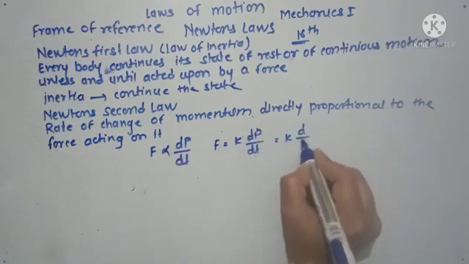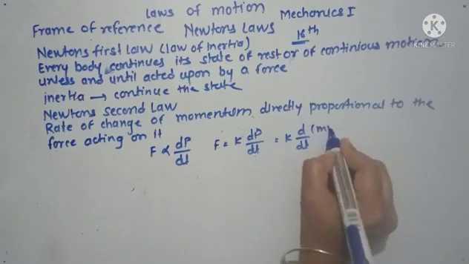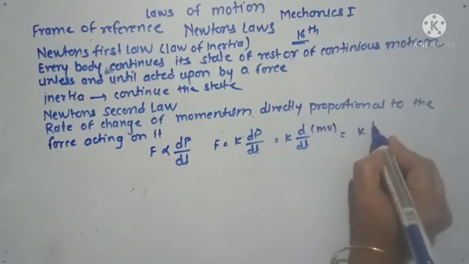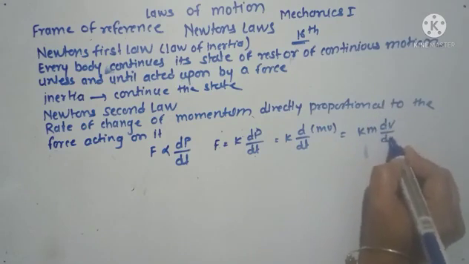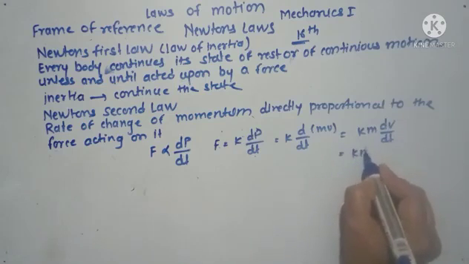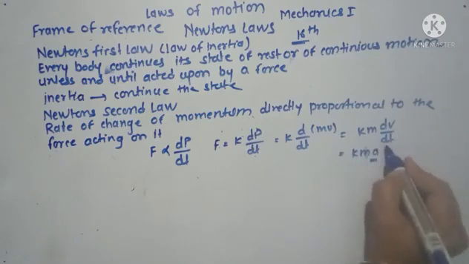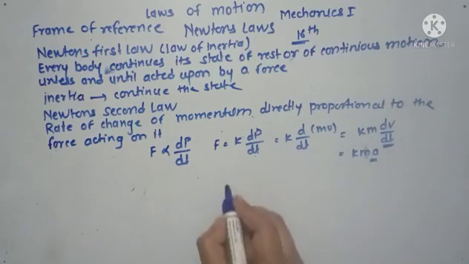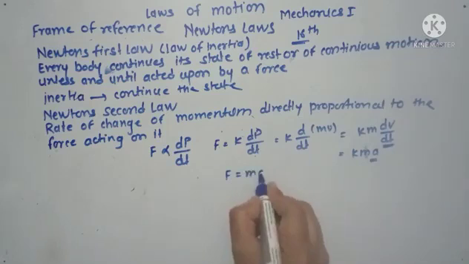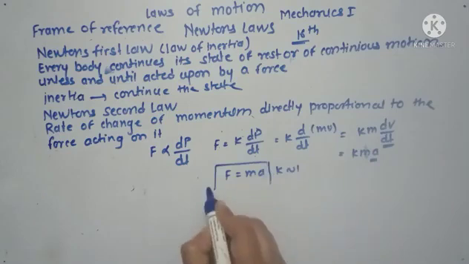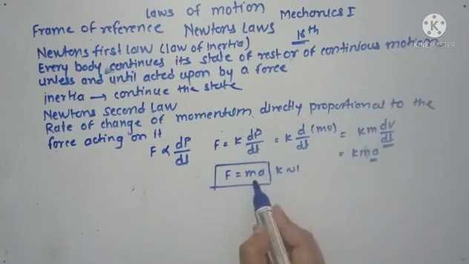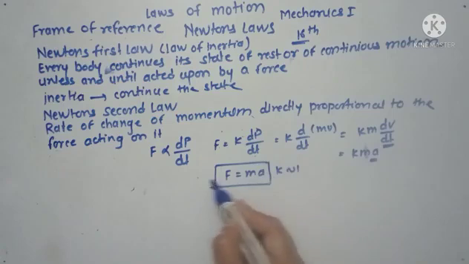If I put the value of p as mv, so k into d(mv)/dt. Since m is constant, it will be k into m into dv by dt, which is k into m into a, where a is the acceleration, the rate of change of velocity with respect to time. Or I can write F is equal to ma for k nearly equal to 1. So this is one more relation drawn from Newton's second law of motion: force is equal to mass into acceleration. This is one of the most important relations which we use for practical applications.